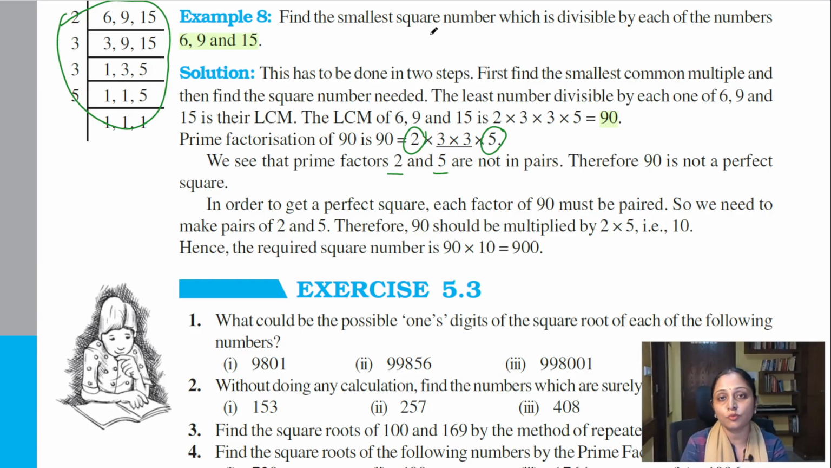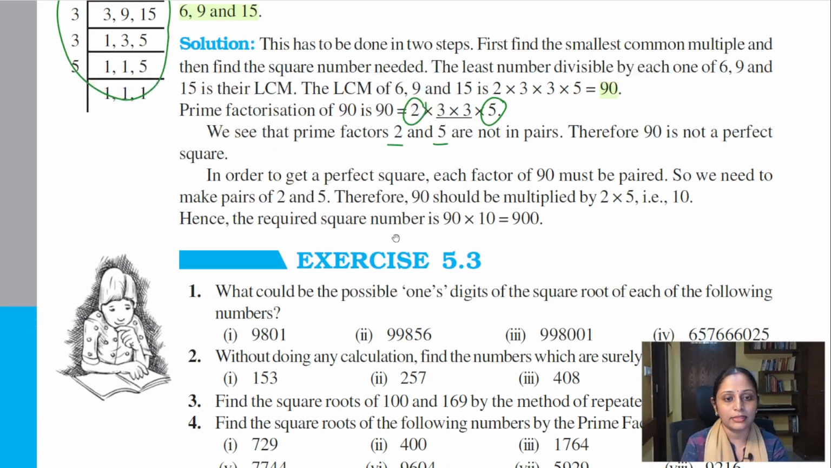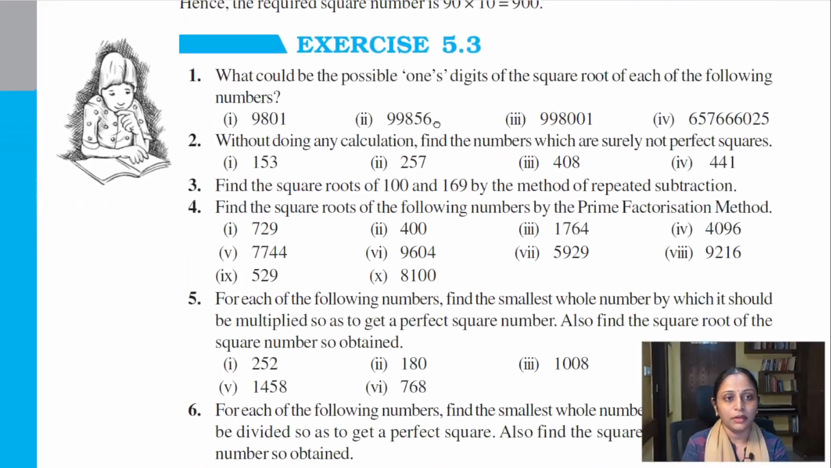How do we know it is the smallest perfect square which is divisible by each of these numbers? Because we found out the LCM. So these kinds of questions are also asked in the exercise, right?